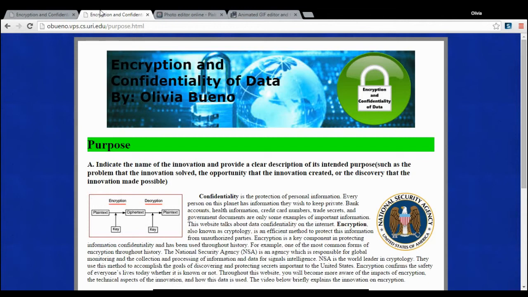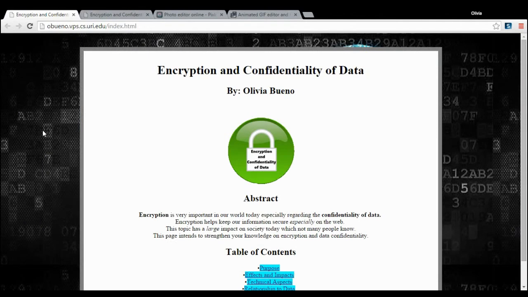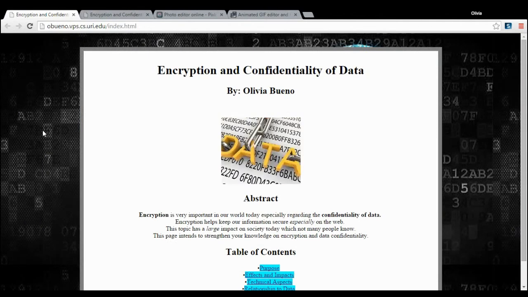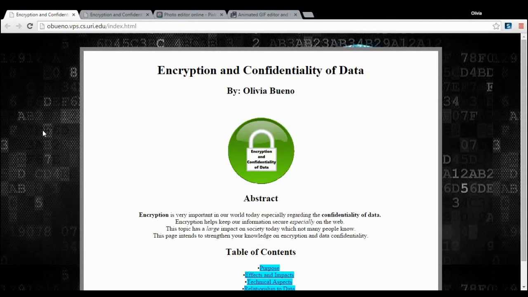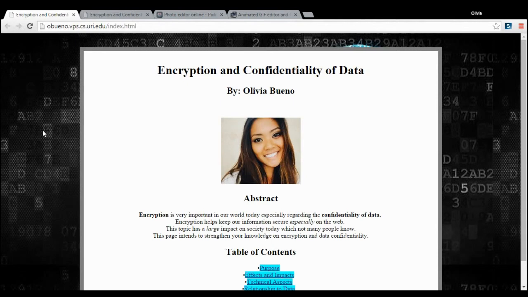I resized the banner to 800 by 200 pixels to make it fit attractively on the web page. To create the background image for my web page, I changed the size of an image I found online to about 1000 pixels wide by 600 pixels high.